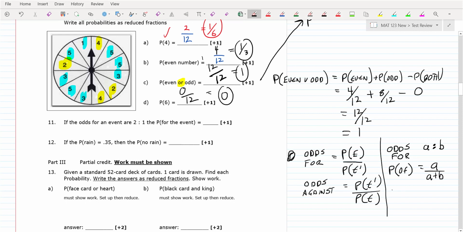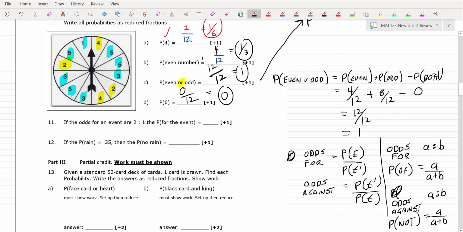If I want you to get the probability, let me write it this way. If I give you the odds against, and if I give that as A to B, it's the same formula, then the probability of something not happening would be A over A plus B. Okay, so what you can do on this problem, you can do this in your head.